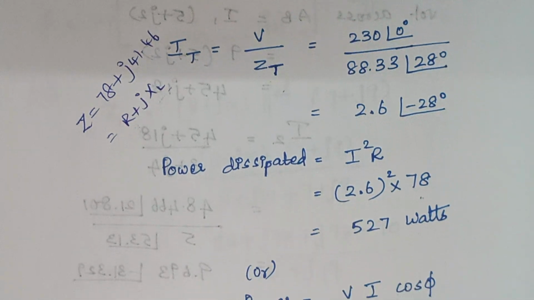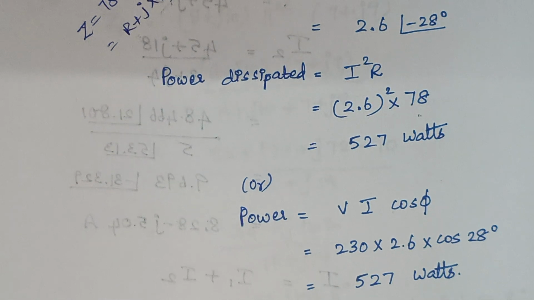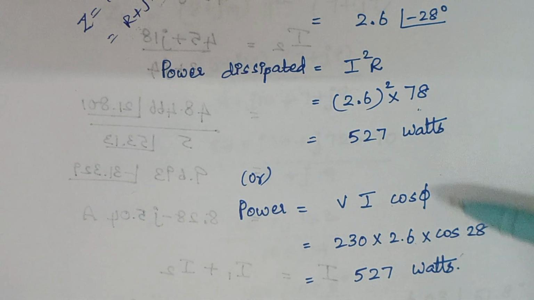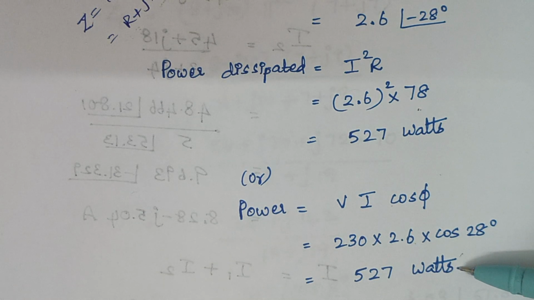Or else we can use the formula V I cos phi, right? We know V, we know I and we know the angle also, 28 degrees. So we can substitute and finally you see the answer is the same here, right? So here comes the end of this problem. We will proceed with the next one.